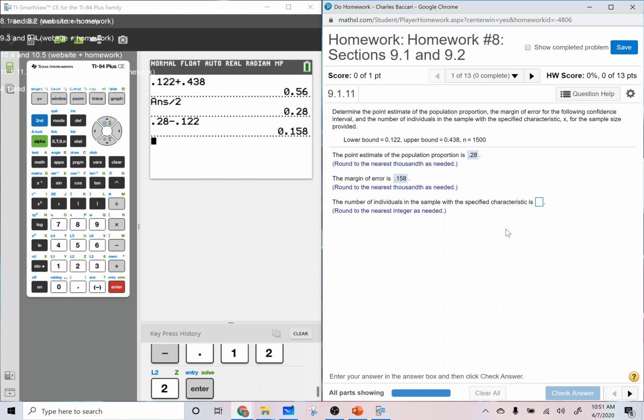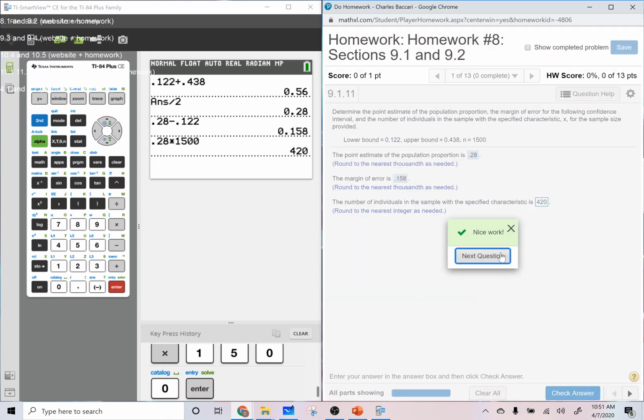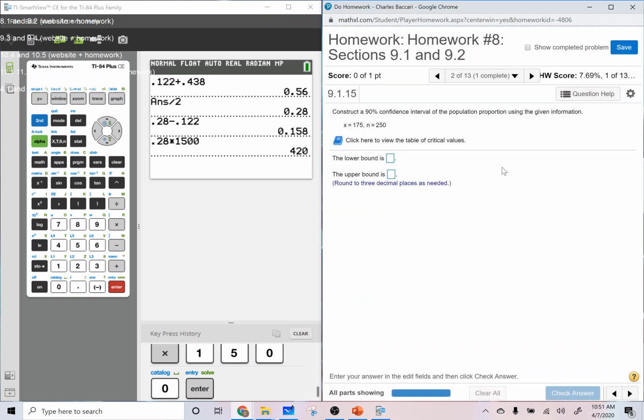The number of individuals in the sample with the specified characteristic is, well, that's the proportion times the n, 0.28 times 1500. There are 420 of them. And that section is done.